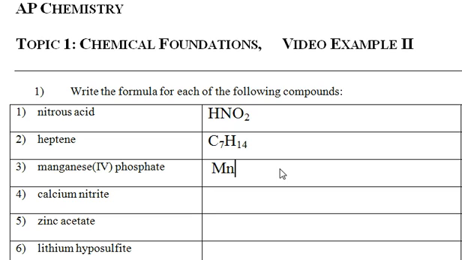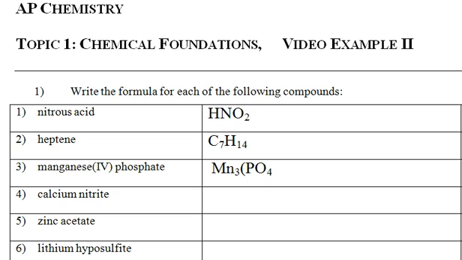Also, we know that phosphate has a -3 charge. So we need to balance out the charges. If I know phosphate is -3 and I know manganese is +4, that means I'm going to need 3 manganese ions to balance out the charge on the nonmetal, which in this case is phosphate. Also, since I have a +4 charge on the manganese, I'm going to need more than one phosphate. Therefore, I'm going to put the phosphate in parentheses.